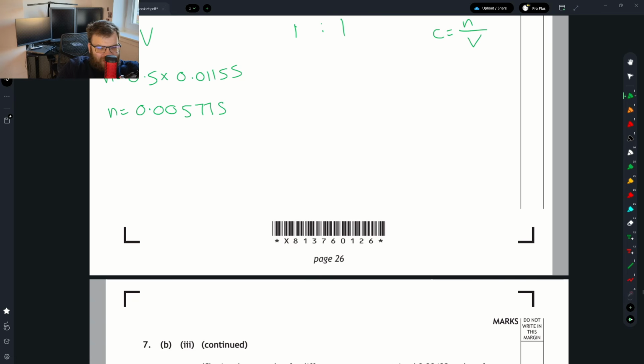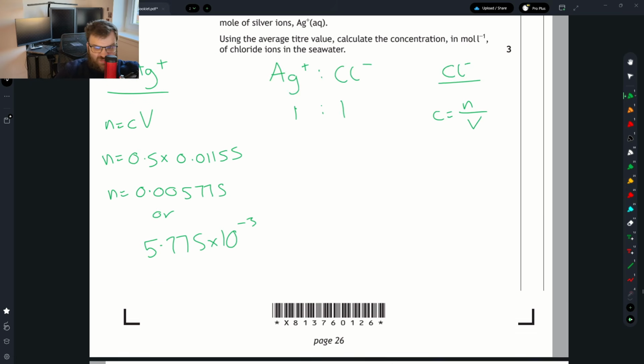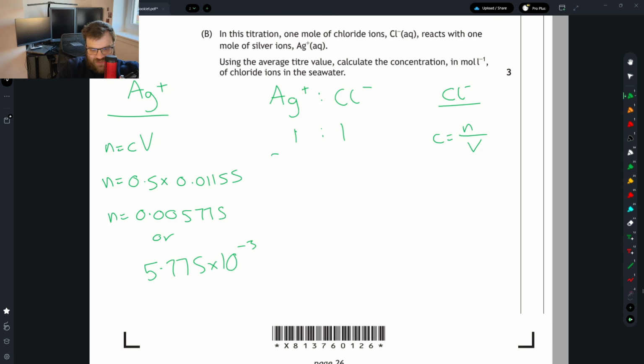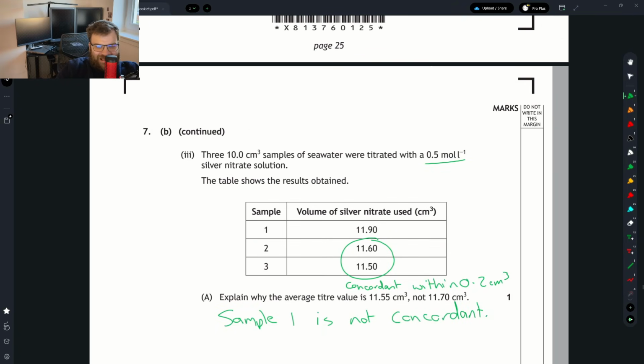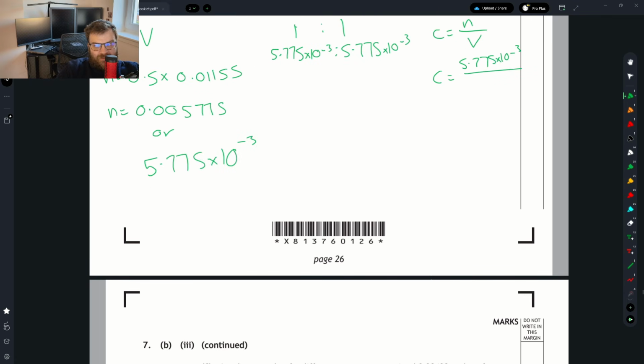Now at this point, it would probably come up in your calculator as 5.775 times 10 to the minus 3, which would probably make it be easier in this question. It's going to be the same on both sides, so 5.775 times 10 to the minus 3 on both sides. So concentration equals that number divided by the volume of chloride ions in seawater. Even though it doesn't say chloride there, chloride is in the seawater. So we're using the 10, which would become 0.01.